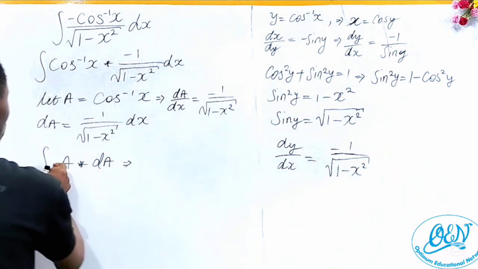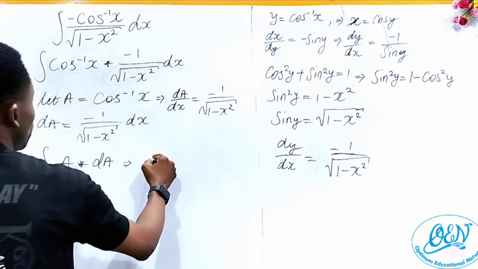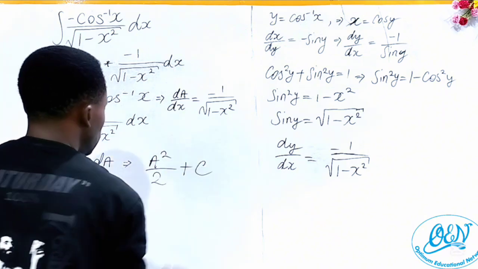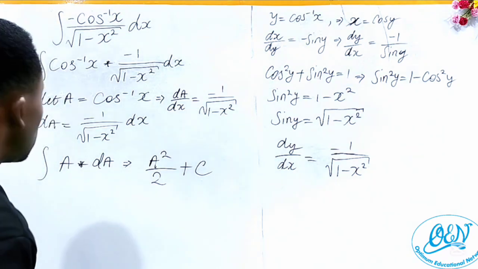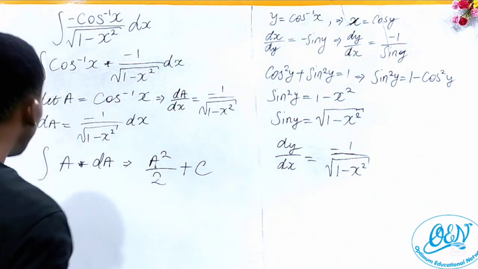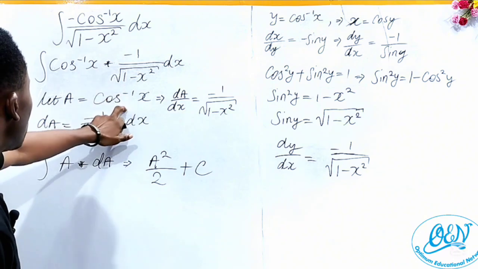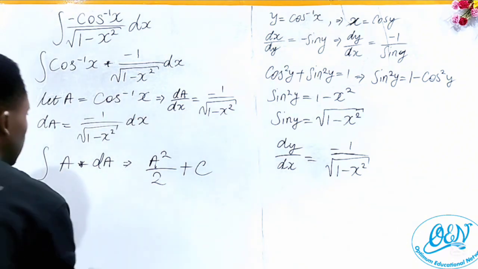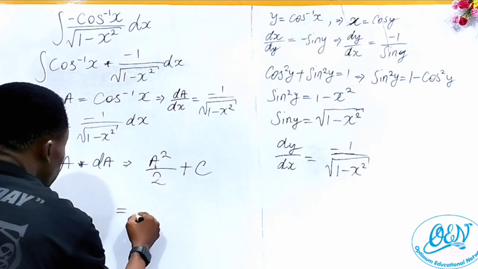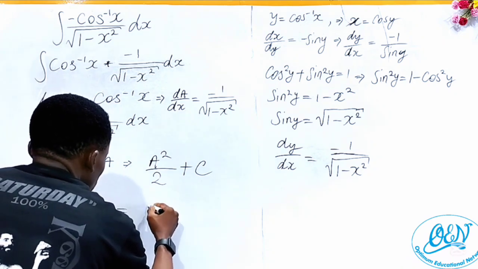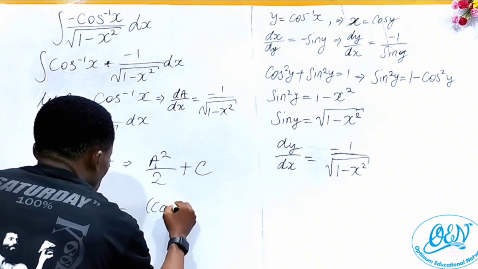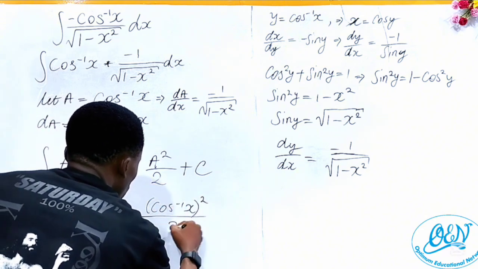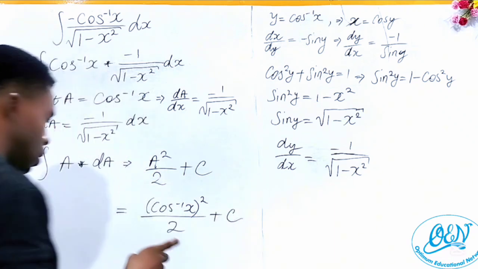So to solve this integral now, we have a squared over 2 plus c. Now this is the solution. So if we just input what we have here, a is equal to cos inverse of x. So the integral itself now becomes cos inverse of x, all squared, over 2 plus c.